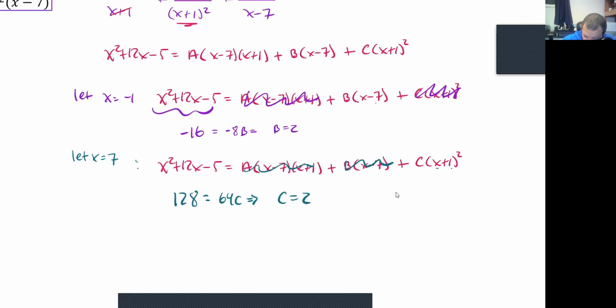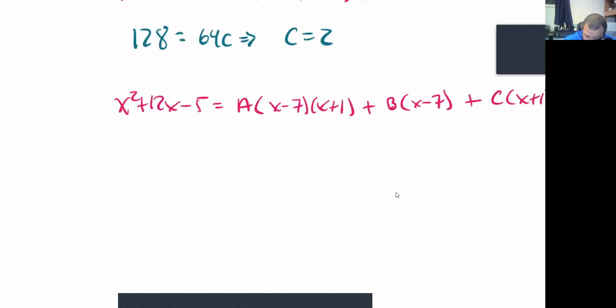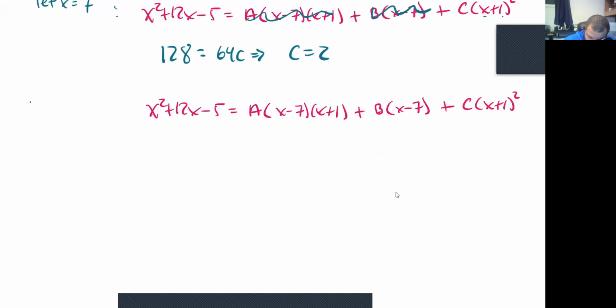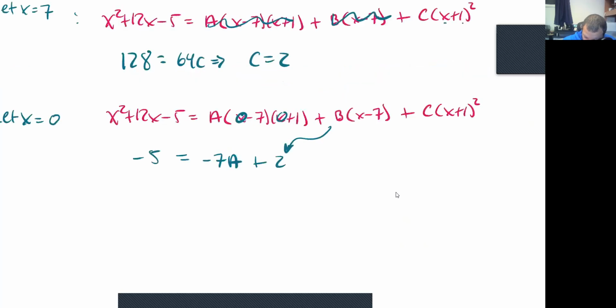Now is where we have to make a choice, because we can't plug in anything that's going to cancel anything out. So this is where we usually say something like, let's let x equal something nice, like 0. This is going to be -5 over here. We're going to have A times (0 minus 7) times (0 plus 1), so -7A. We already know that B is 2, it was 2, not -2.